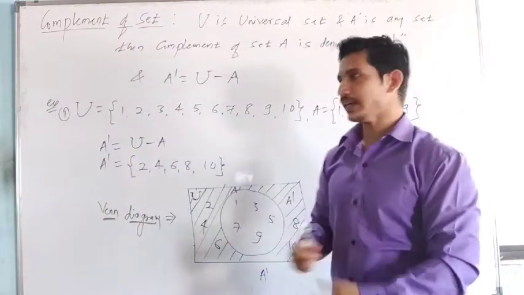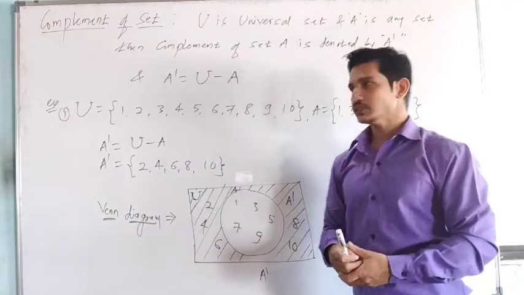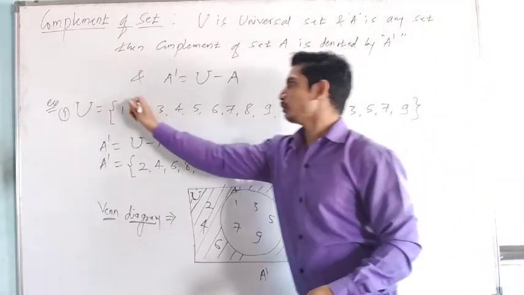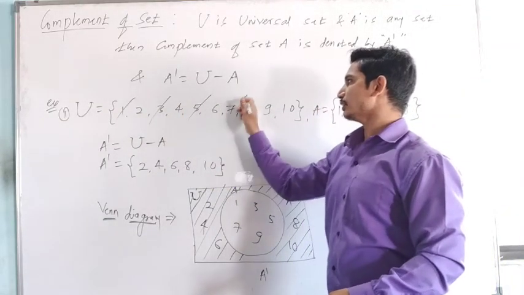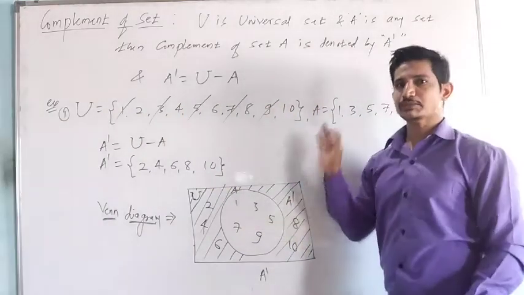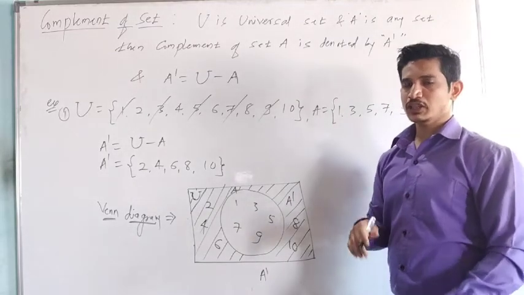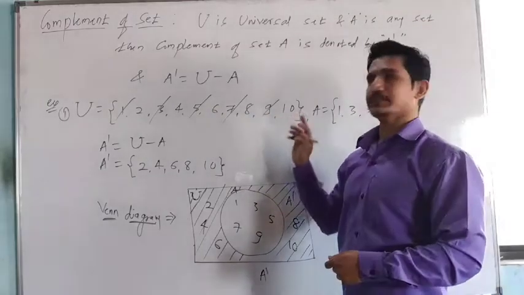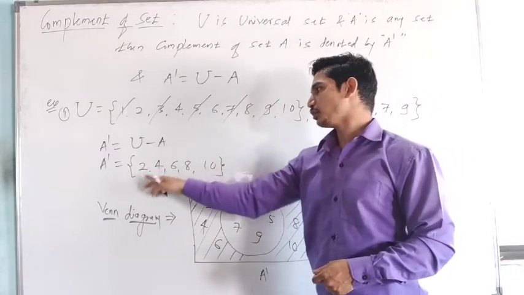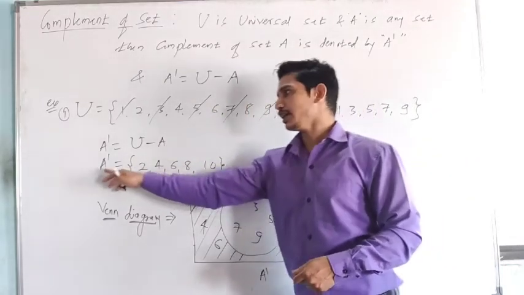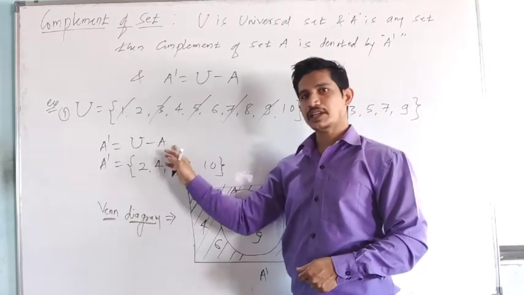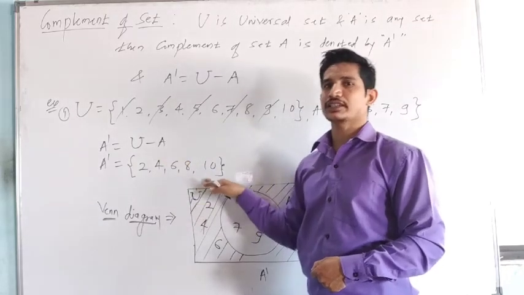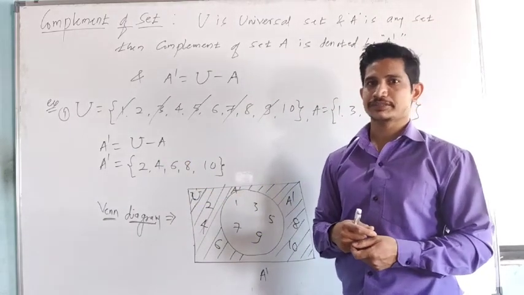We know that A dash is U minus A. In A, 1, 3, 5, 7, 9 are there, so these elements will be subtracted from the universal set. Now which elements are left? 2, 4, 6, 8, 10. This is A dash. All the elements of A are cancelled from U and the remaining elements are written here. That is called the complement of a set.